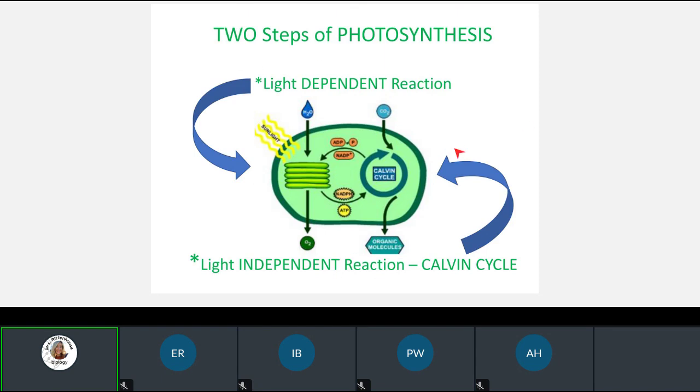Inside of the chloroplast, you have these pancakes. All right. These green pancakes. Does anybody know what these are called? Anybody know what these are called?